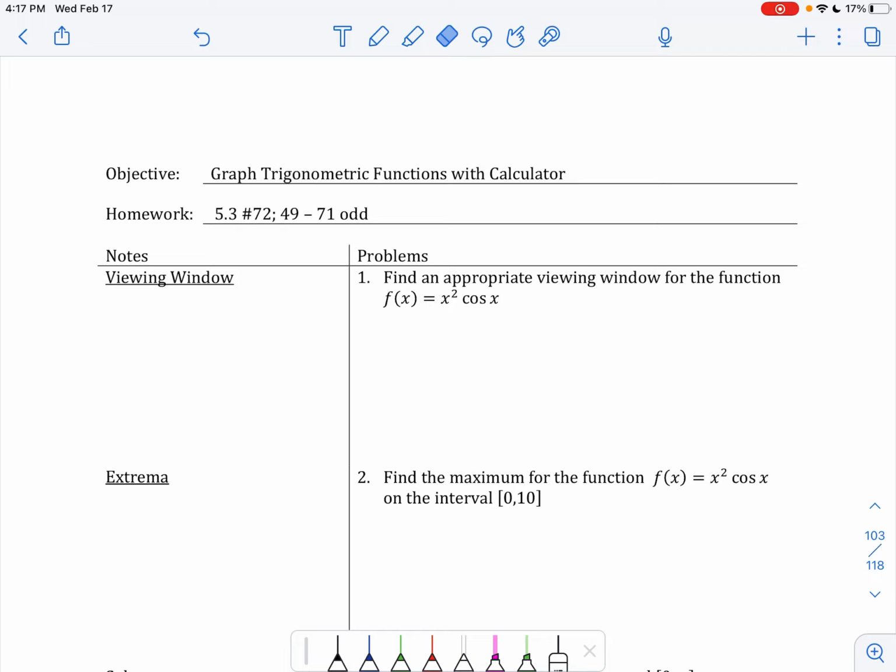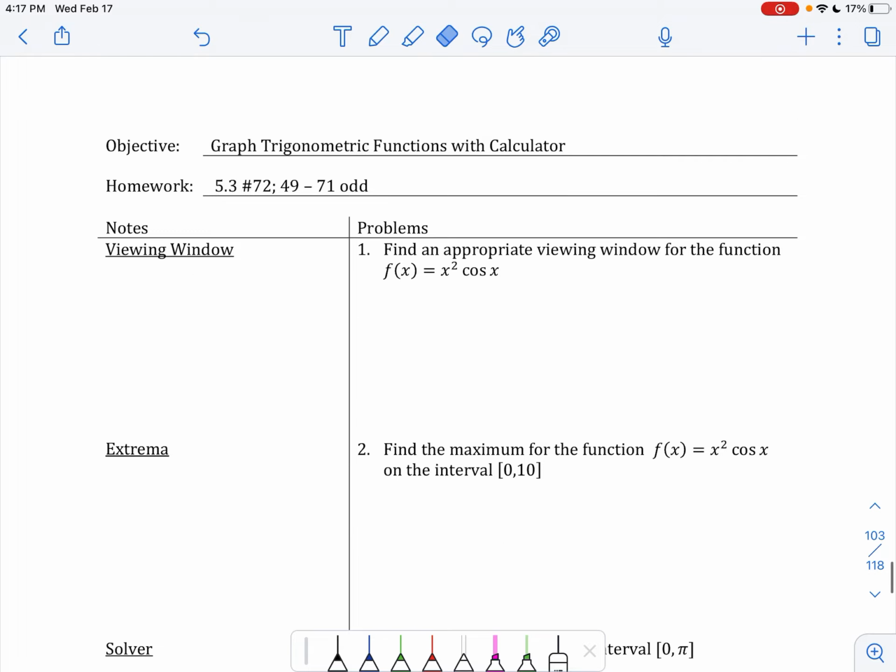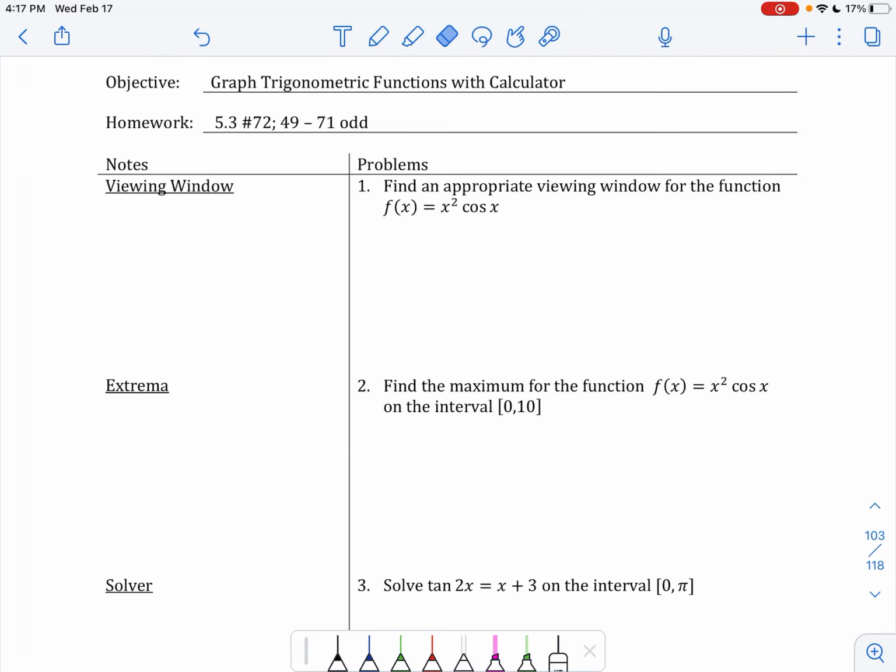All right, we're going to do our last notes for this week. We're going to talk about using our calculator to graph trig functions. So if you don't have your calculator with you, please pause the video now, stop, and go get it. The first thing that we're going to talk about on our calculator is the viewing window. So number one, it says find an appropriate viewing window for the function. In this case, f of x is equal to x squared cosine of x.